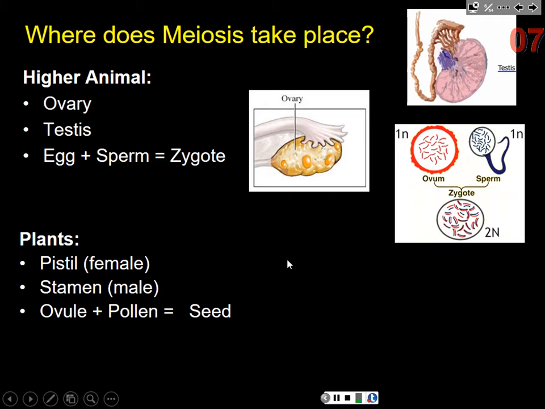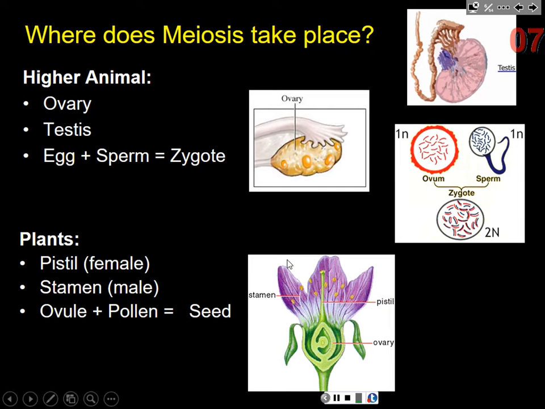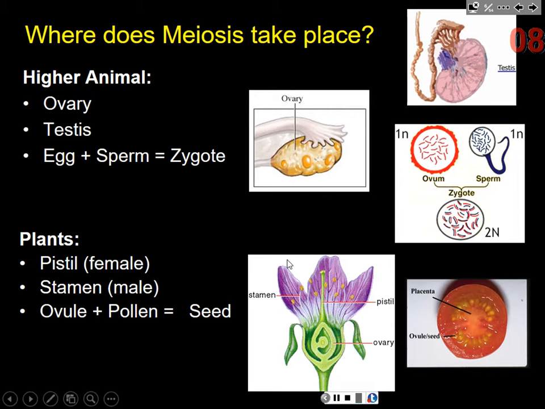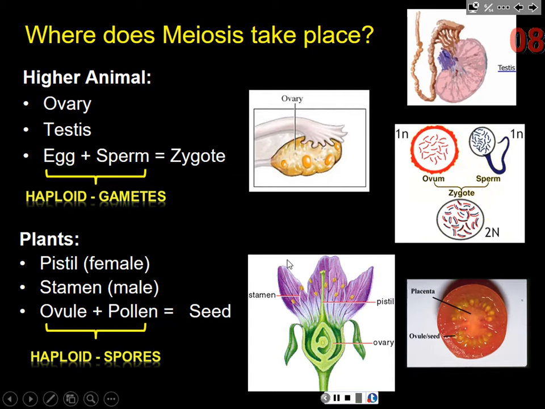In plants, the female portion of the plant is called a pistil or a carpel in some books. The pistil is this portion right here. There's the ovary. There's the ovule right there. The male portion is called a stamen. That's this structure right here with the filament, and the anther is the yellow structure right there. Collectively, the egg and the sperm are called gametes. They're haploid. And the ovule and pollen are spores that produce the sperm and the egg.